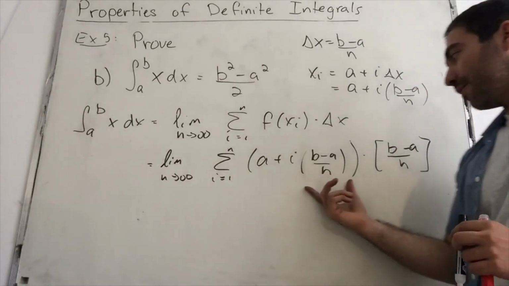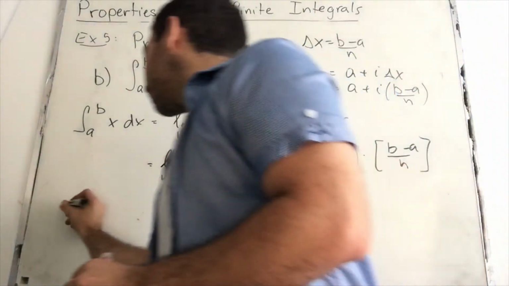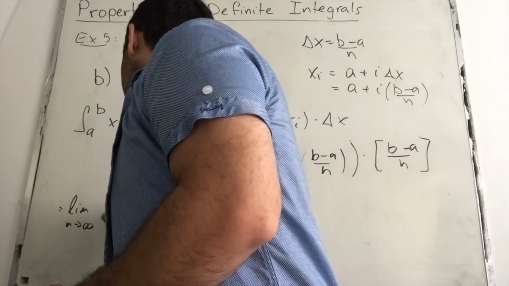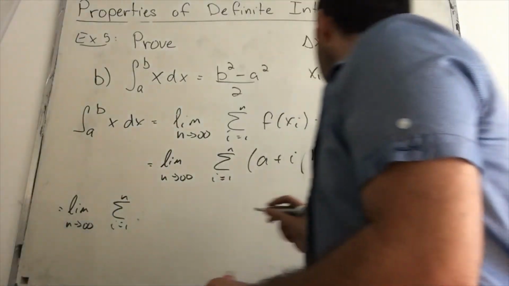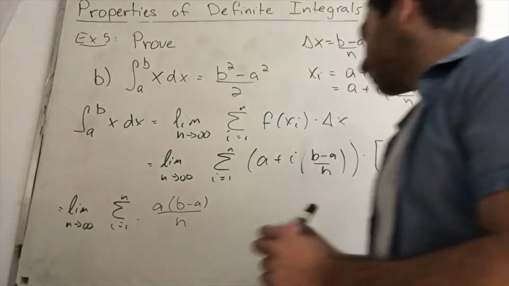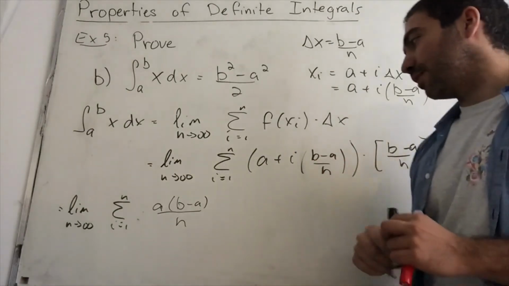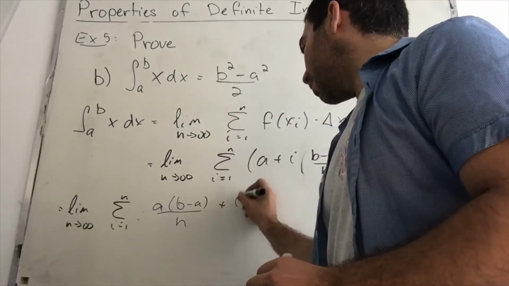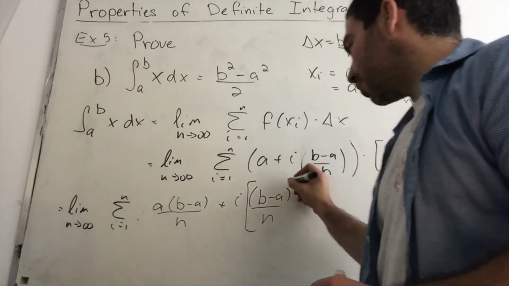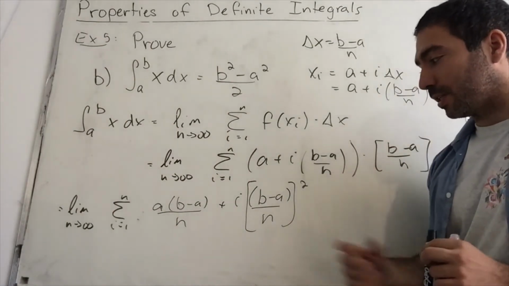Okay. So let's go ahead and find the sum. We could begin by distributing the b minus a over n on both terms, giving us the limit as n goes to infinity, summation i equals 1 to n. We get a times b minus a over n. So multiplying this by the first term, and now we're going to multiply this by the second term, giving us i times b minus a over n, all this squared. Same thing. So we get b minus a, all that over n squared.